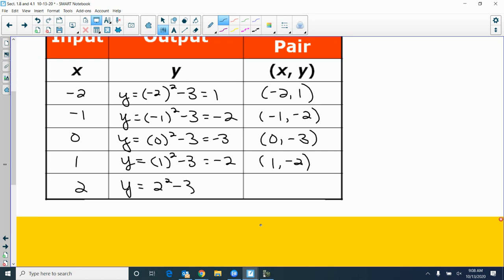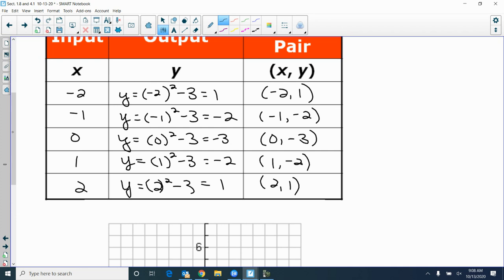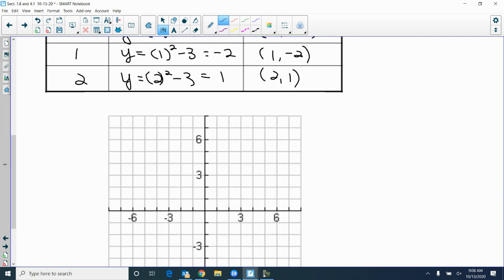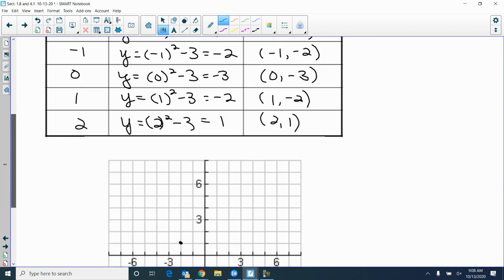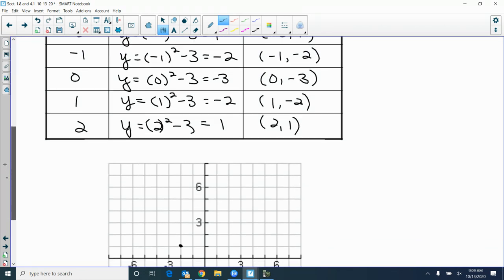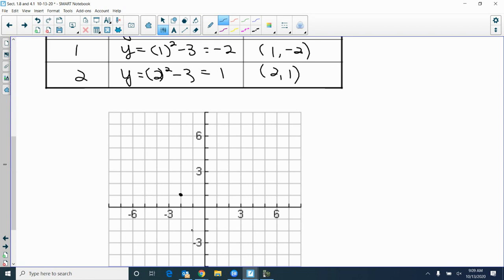And then 2 squared minus 3, I think, is 1. Yes. Okay, now we plot those points. Negative 2, 1 is right here. What's the next one? Negative 1, negative 2. 0, negative 3. 1, negative 2, and then 2, 1.